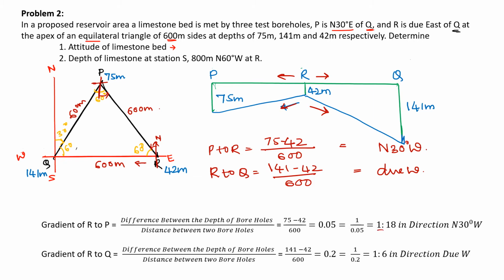And answers you have already: 1 in 16, 1 in 18, and 1 in 6. One is north 30 west, and another is due west. Okay, so let us solve this problem in the next slide. Next slide we'll see how to solve this problem.